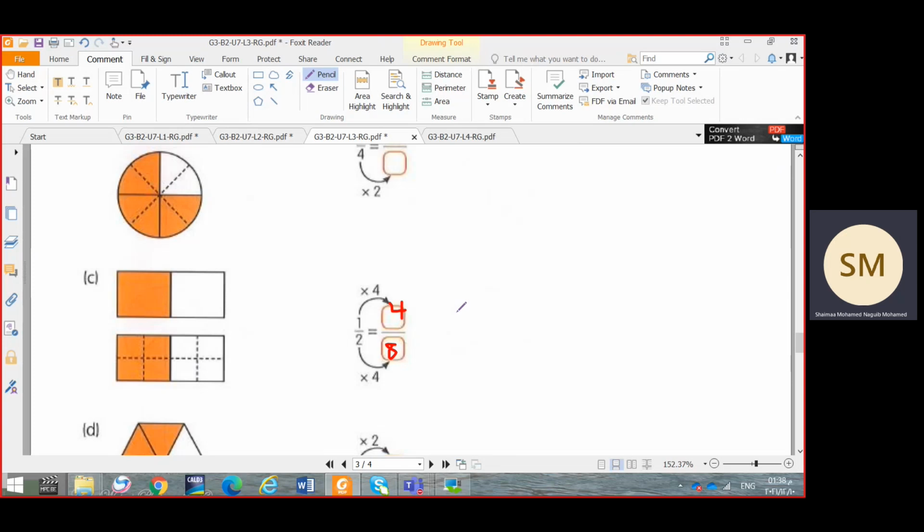Some students said to me, miss, I want to multiply by 5. I will say to you, this is right, you will multiply by 5. So 1 multiplied by 5 will be 5. You multiply by 5 at the top, so at the bottom you will multiply it also by 5. Don't forget these steps, it's very important. So 2 multiplied by 5 equals 10, so it will be 5 out of 10.